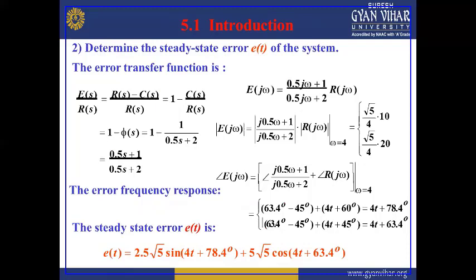Now it has been asked to determine the steady state error e(t) of the system. The error transfer function is given by E(s) upon R(s), which is equal to the difference of the input and output upon the input. If I substitute, I will be getting 1 minus C(s) upon R(s). Now C(s) upon R(s) is your closed loop transfer function, which is equal to phi(s).